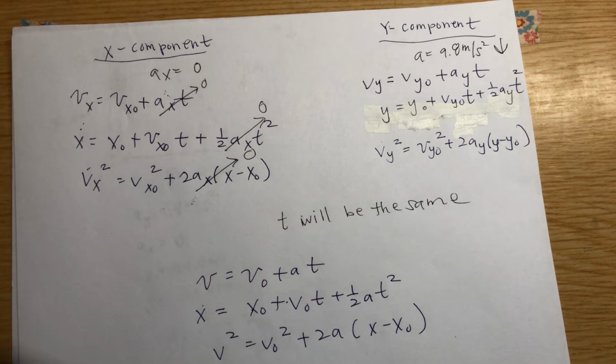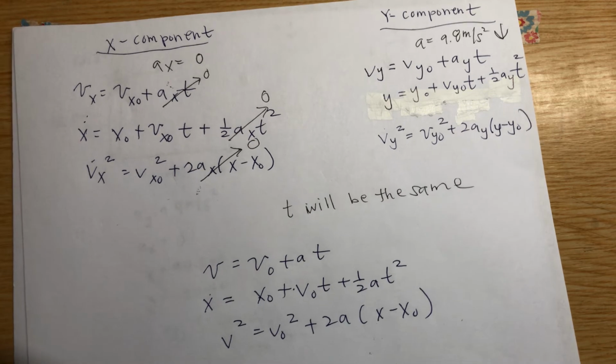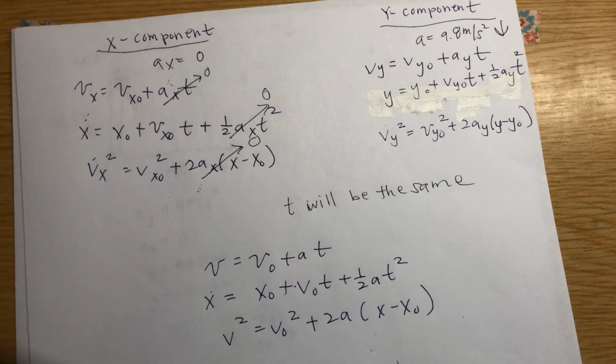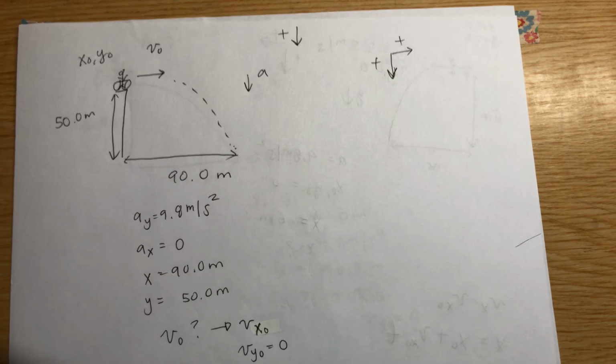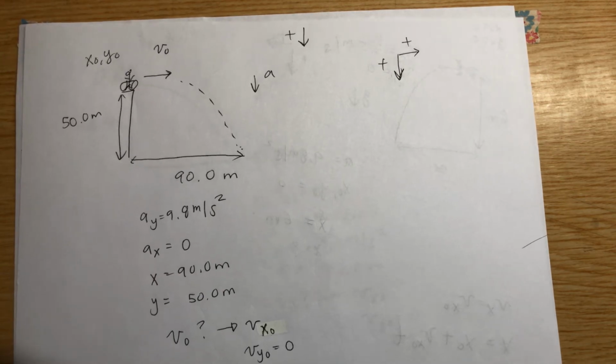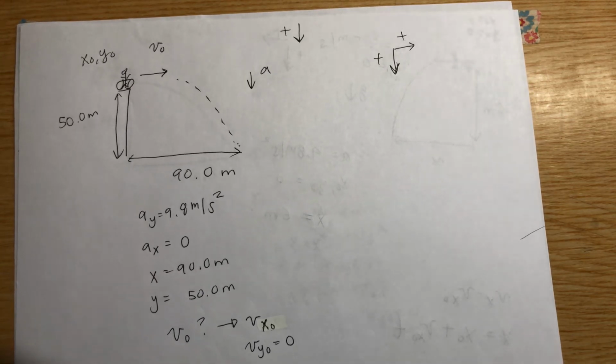So let's do 2 more example problems and then we'll be done. A movie stunt driver on a motorcycle speeds horizontally off a 50-meter high cliff. How fast must the motorcycle leave the cliff top to land on level ground 90 meters from the base of the cliff where the cameras are?